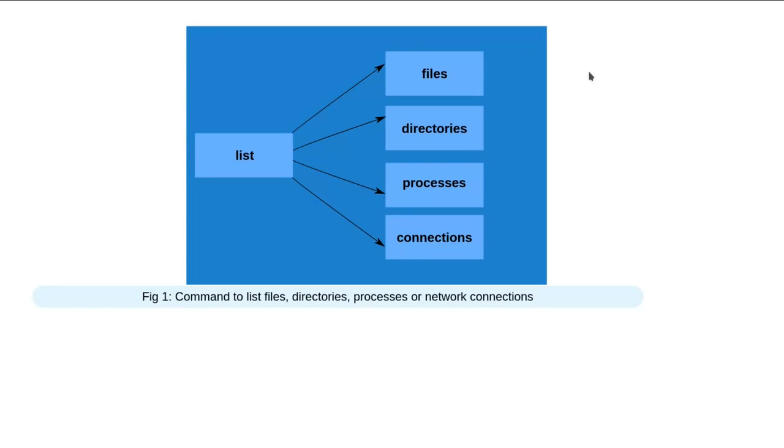Figure 1 shows the first possibility, where the verb comes first and the resources come at the second place. So you have got list and all the resources like files, directories, processes, connections. Now the second possibility is shown in figure 2, where the resource comes in the first place. So you have got files and all the possible actions like create, show, delete, list as a second option.